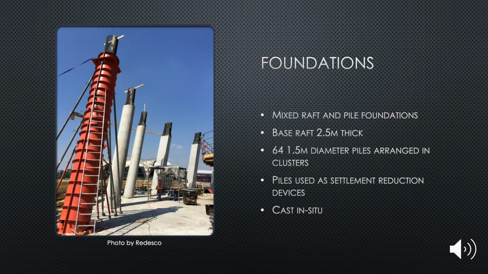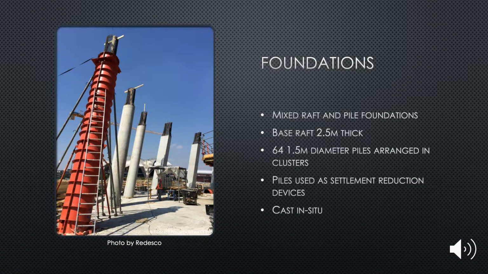The foundations of the tower were poured by Holcim in Italy in conjunction with CMB, who are the main contractors on the project. The foundations comprise 64 pile foundations, which are 1.5 by 36 metres, and they're arranged in clusters around the main load points of the building.